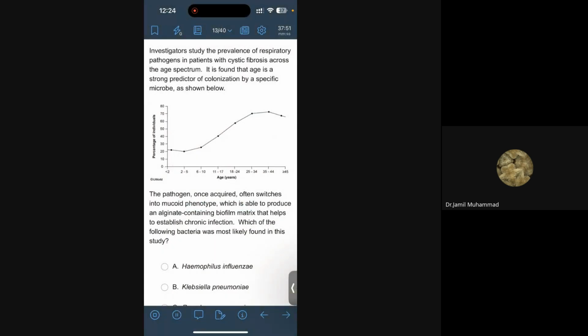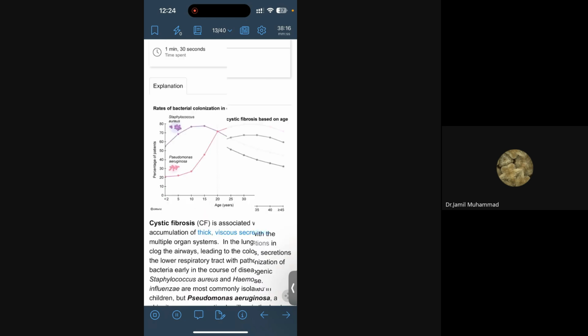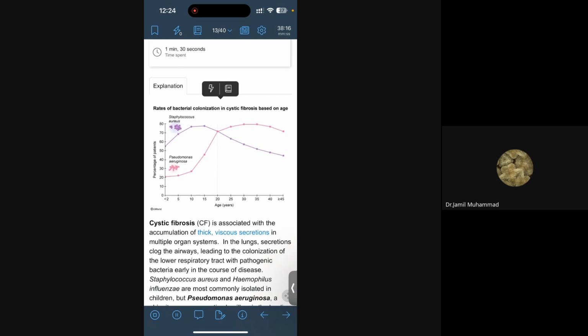If you reverse this graph and you see a hump in the early age and then a decline, then the organism would be staph aureus. But right now the organism is going to be Pseudomonas, and Pseudomonas is also the one which produces biofilms. Pseudomonas aeruginosa. See this graph: staph aureus in the early age, Pseudomonas in the later age. Remember this. Okay. So what about respiration?